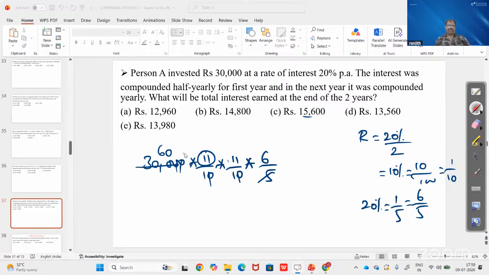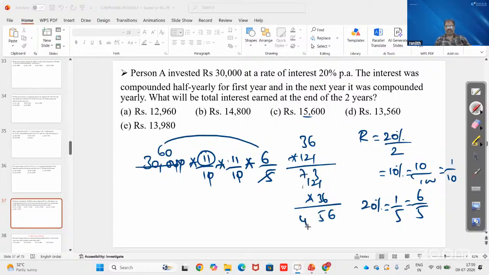6 into 6 equal to 36. 36 into 121. So 121 into 36. 36 ones are 36. 36 twos are 72. 36 ones are 36. So total answer will be equal to 43560. Investment equal to 30,000, where difference equal to 13,560.